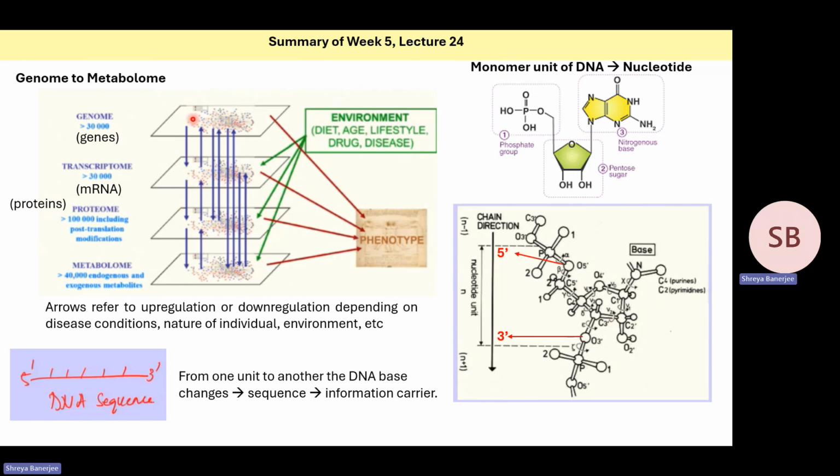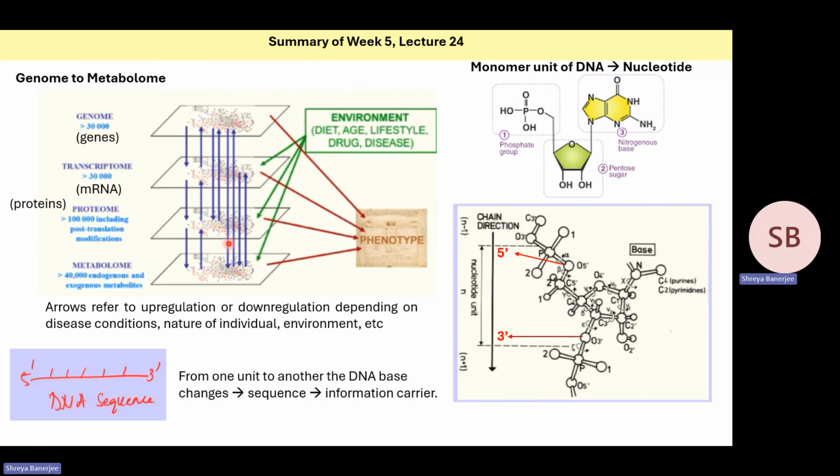Now, what these up or down arrows represent is that there can be upregulation or there can be downregulation of these processes. So, conversion of gene to mRNA or mRNA to protein, or protein carrying out its biological function to give rise to metabolites. All these processes can be upregulated, shown by the up arrow, or downregulated, shown by the down arrow.